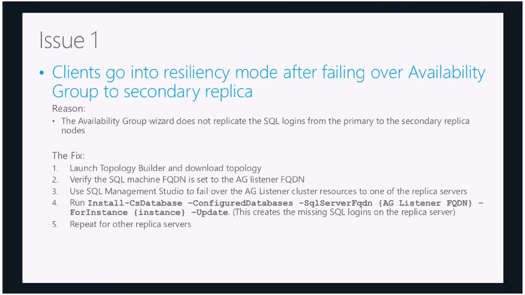You use SQL Management Studio to fail over the availability group listener cluster resources to one of the replica servers, and then you run the cmdlet Install-CsDatabase with ConfigureDatabases, the SQL Server FQDN for the instance, and the -Update switch. What that will do is actually create the missing SQL logins on the replica server. Now, ideally, you should have done this during the actual configuration of the availability group, but if you forgot, this is how you recover from that scenario. And you'll also have to do that for any other replica servers.